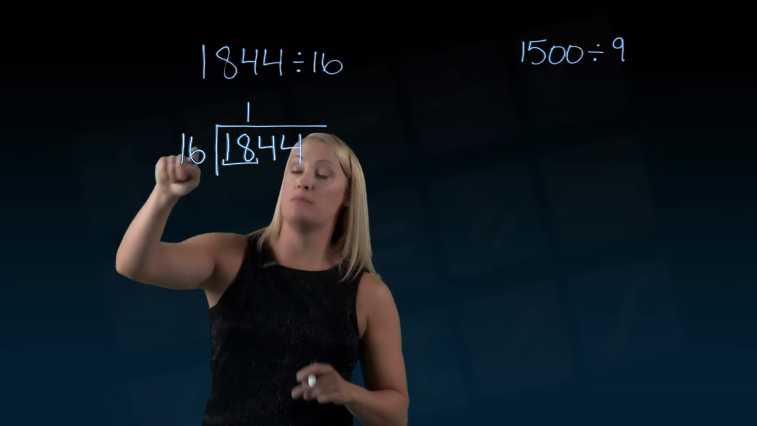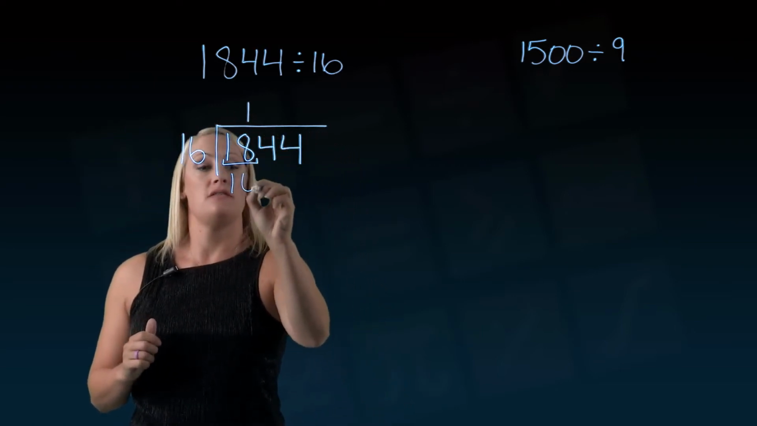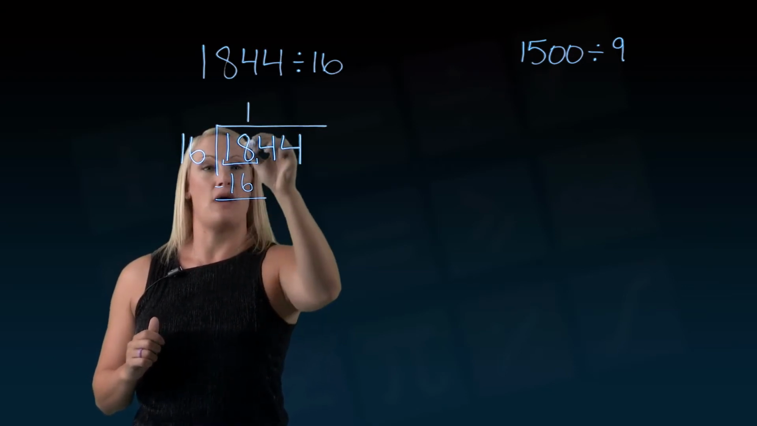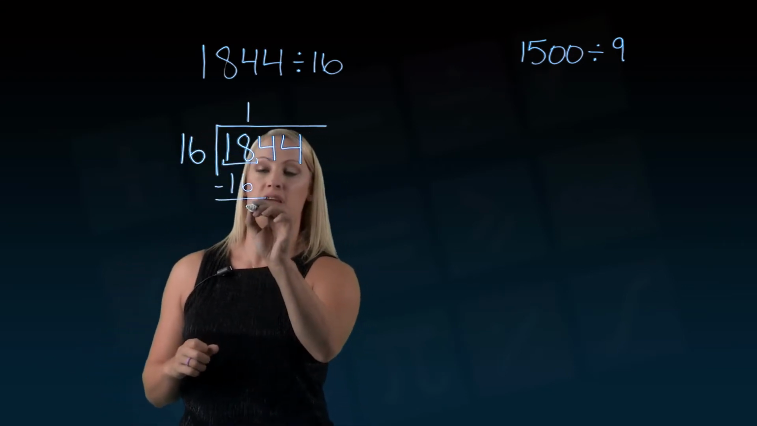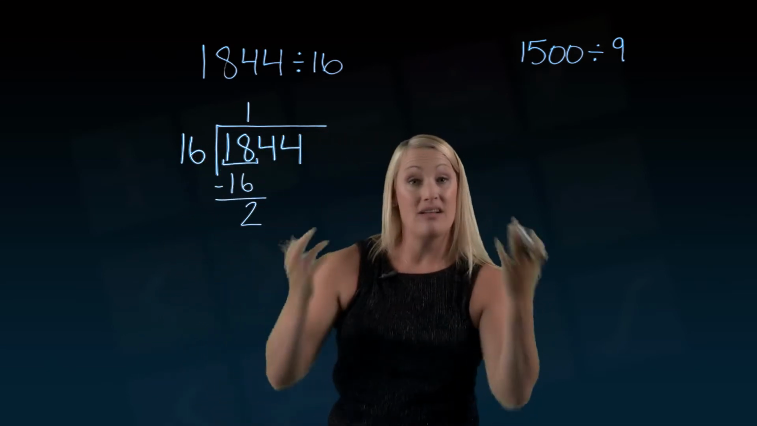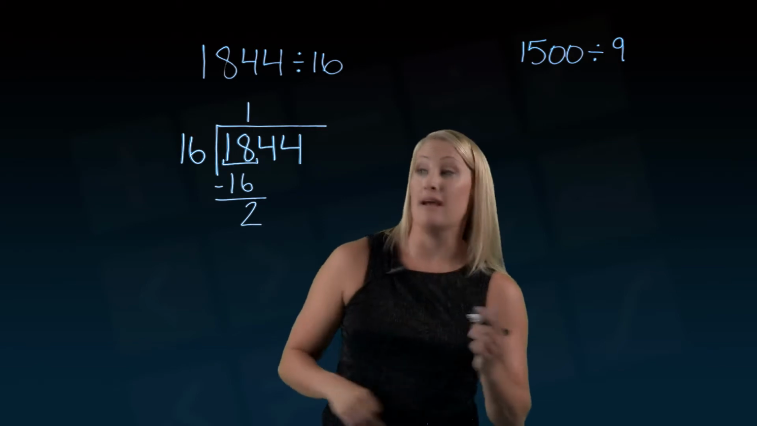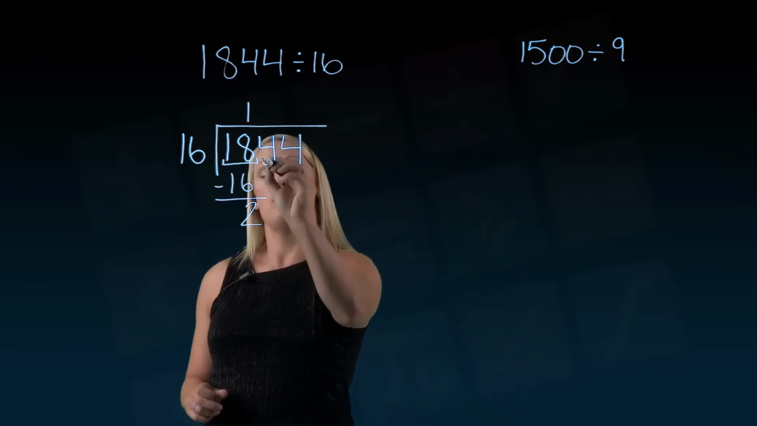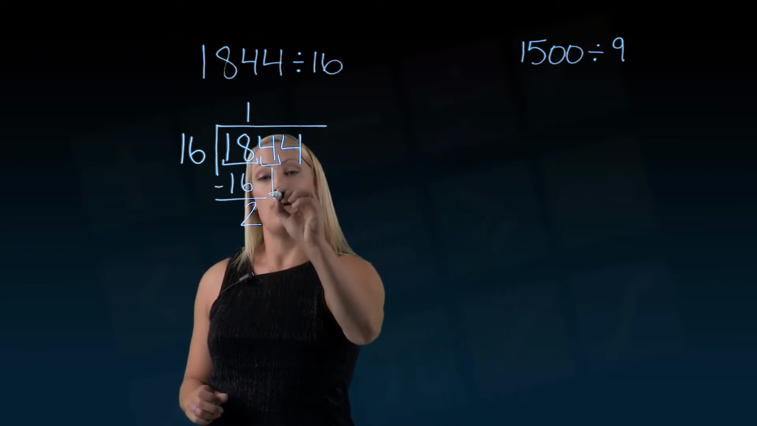And 1 times 16 is 16. We're going to subtract those two. 18 subtract 16 is 2. And now we're just going to move our way through this number. It doesn't matter how long the number is. We'll just continue our way down. So now we're going to take the next number over, which is this 4. We're going to drop it down.